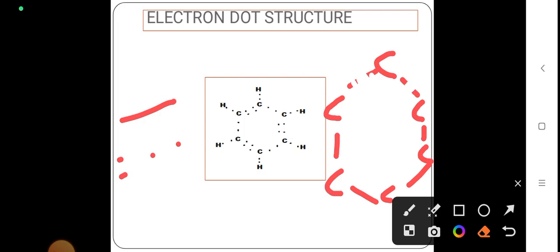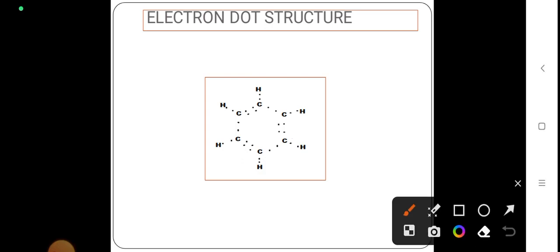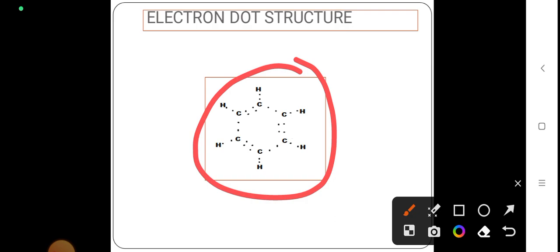Sorry, a single line you're going to replace with two electrons. So wherever there's a bond, just replace it with two dots. That would be the electron dot structure. Whatever representation you can see on the screen is nothing but every single bond between carbon and carbon or carbon and hydrogen replaced by two dots, and that is the electron dot structure.